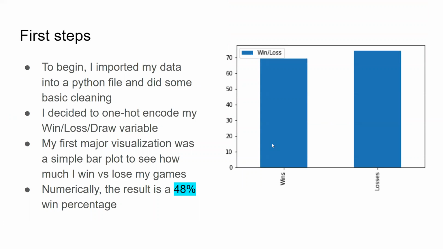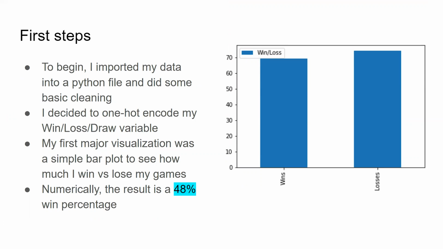So first steps, I got to import the data and do some cleaning. I check to make sure there's no missing values. In this case, it's not the biggest data set and I made it, so there's no missing values, but I still checked. And I decided to one hot encode win, loss, draw, just because it's good practice.